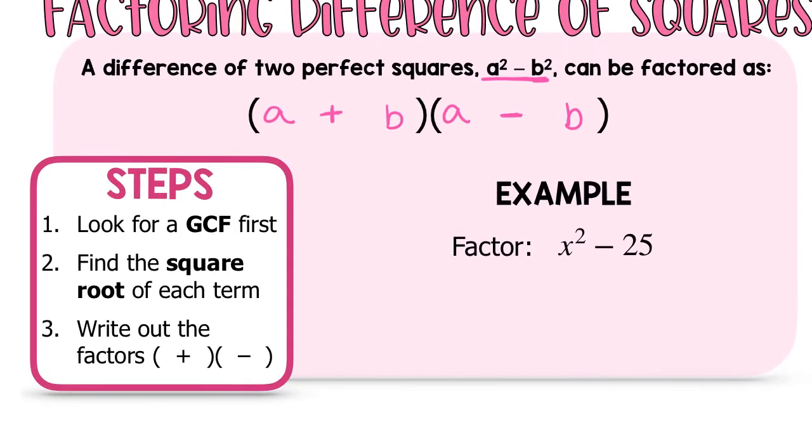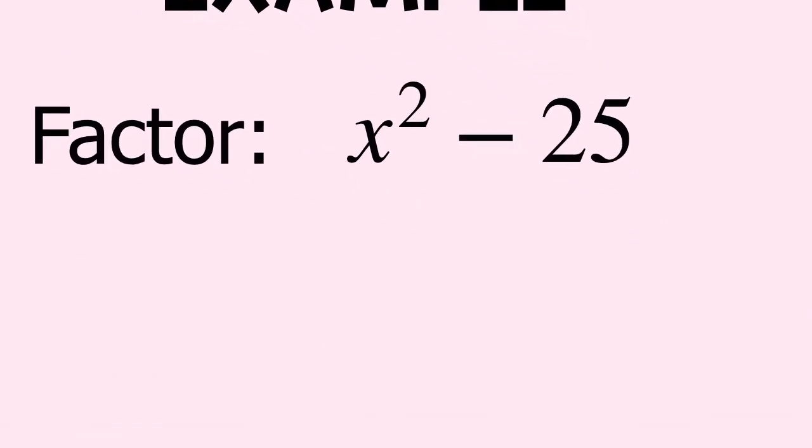So the steps here, you always want to look for a GCF first. That's always your first step of factoring. So we're going to look for a GCF first, and then we're going to find the square root of each term. So let's go ahead and do that. Does this have a GCF? That's always what we should look at first. And it doesn't look like it does, right? The only number in front here is a 1, and this doesn't have an x, so we can't pull anything out of that.